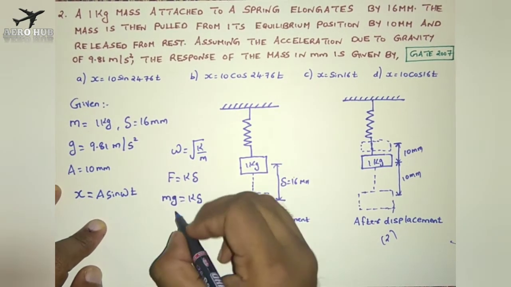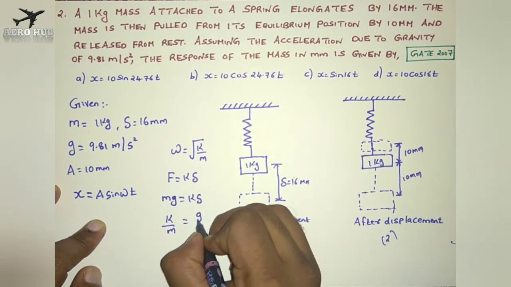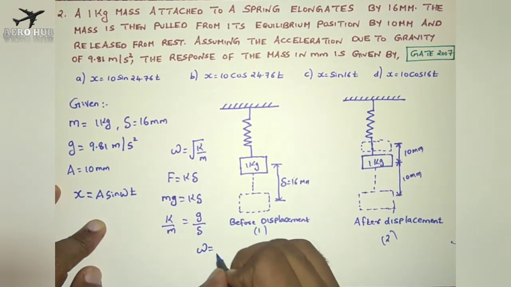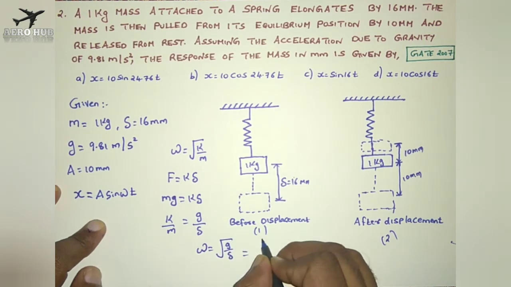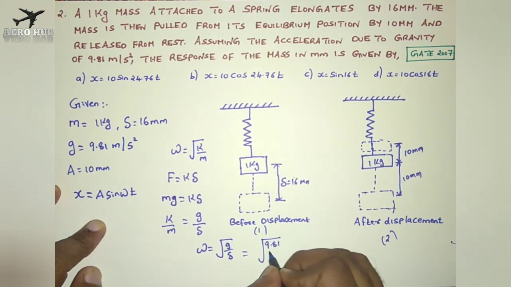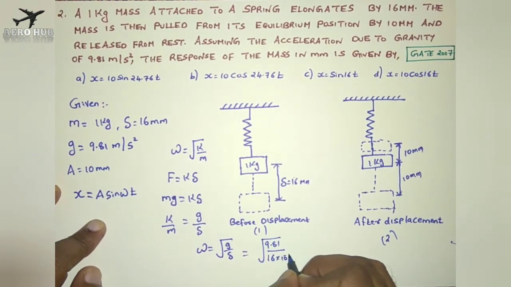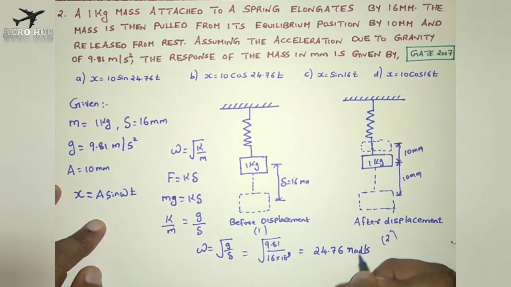From this equation I can write k by m is equal to g by delta. So I can write omega is equal to root of g by delta. Now I'll find the answer. g is 9.81 and delta is 16 mm, so we have to convert into meters. So it will be 16 into 10 power minus 3. So I will be getting an answer of 24.76 radians per second.